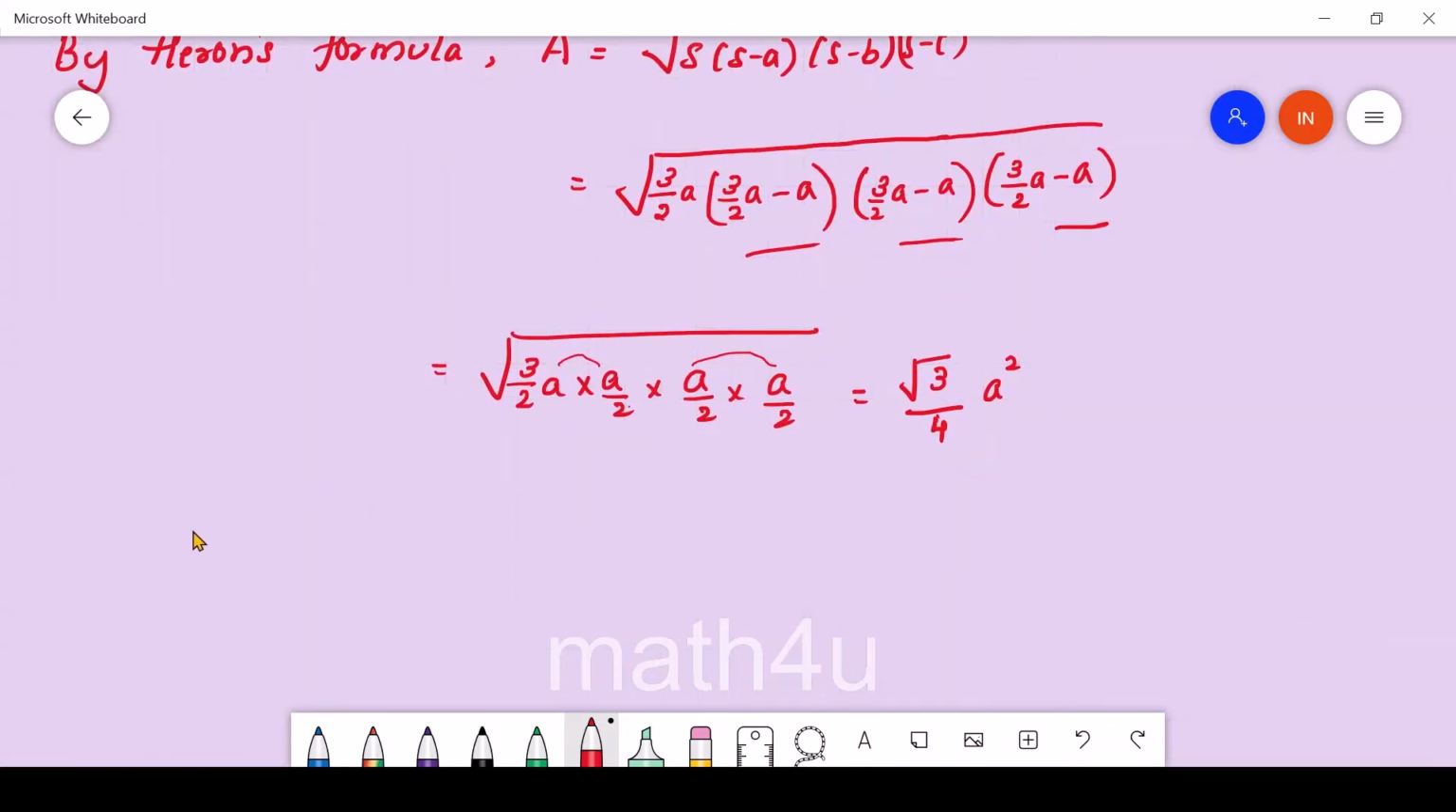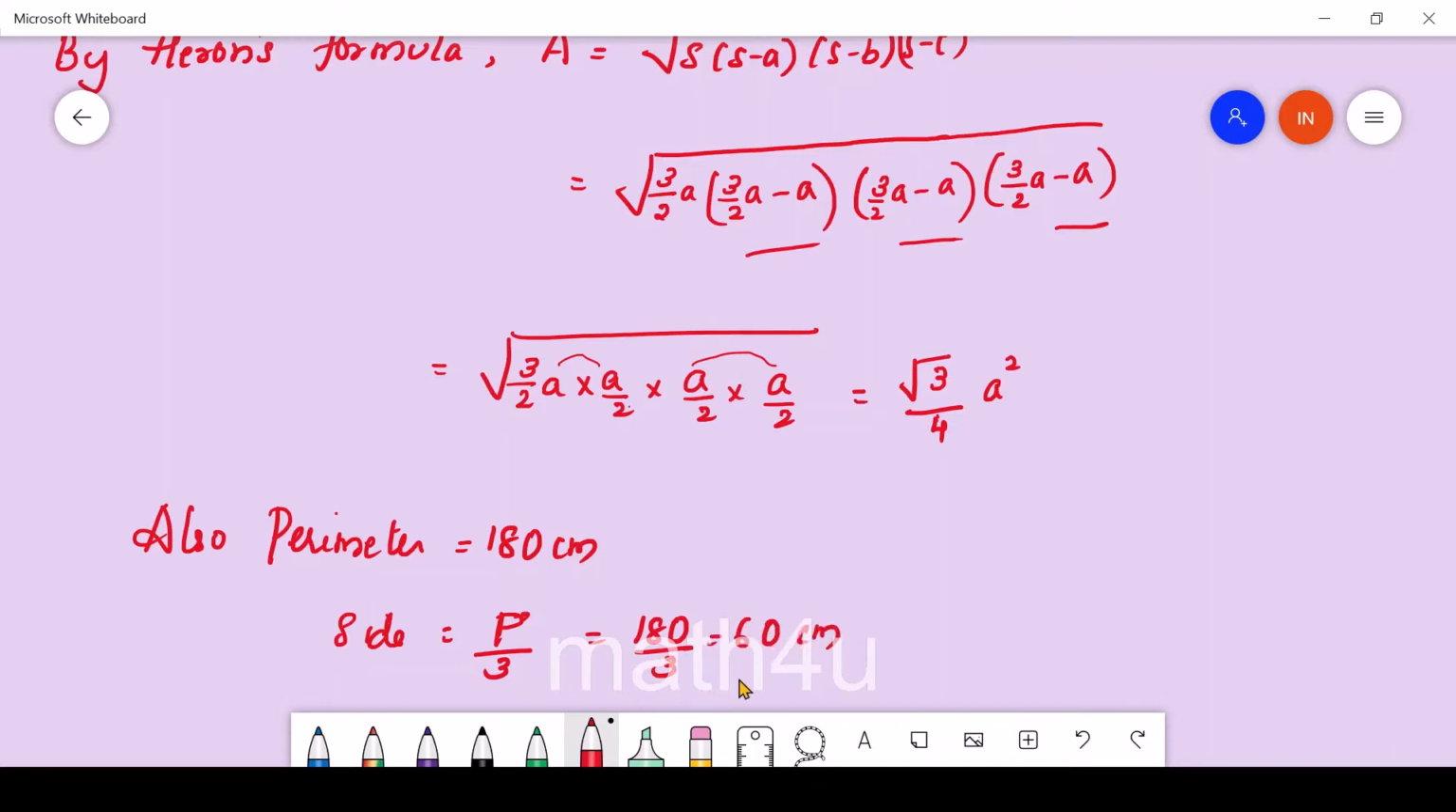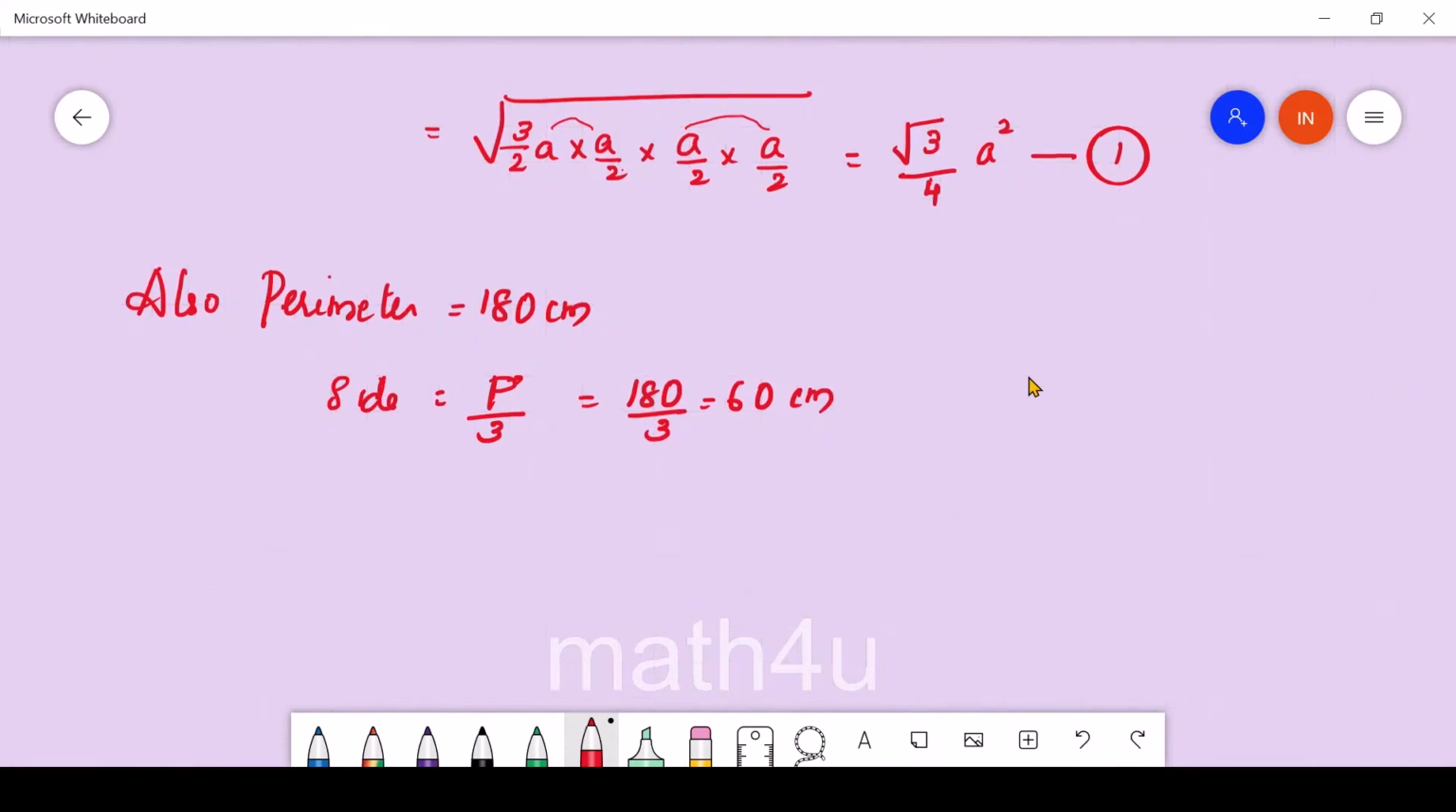Now the perimeter is given. Perimeter is equal to 180 centimeters. What does it mean? How can we find out the side? Side is equal to perimeter by 3, that is 180 by 3, which is equal to 60 centimeters each side. So now let me put this as equation number 1. Using this equation 1, we can find out the area.